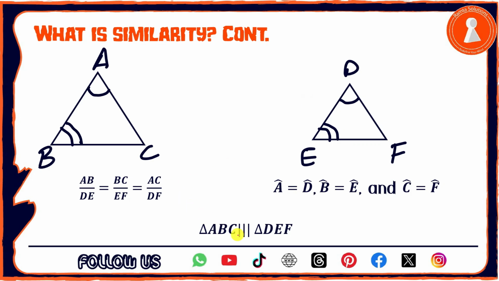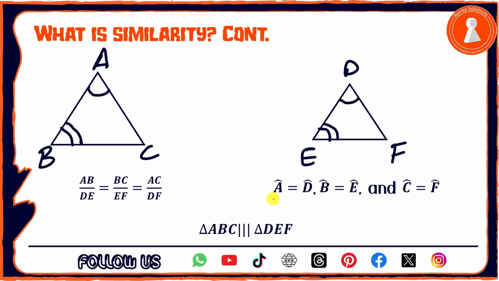Okay, so I want you to be careful here. The order of the letters that make up your triangle is important. That order is very important. If you say triangle ABC is similar to triangle DEF, what you are saying is that AB must correspond to DE, BC must correspond to EF, and AC must correspond to DF. This is when you refer to corresponding sides.